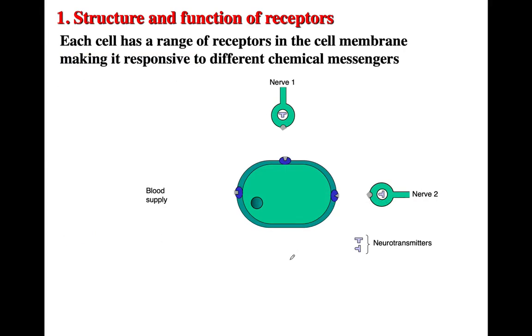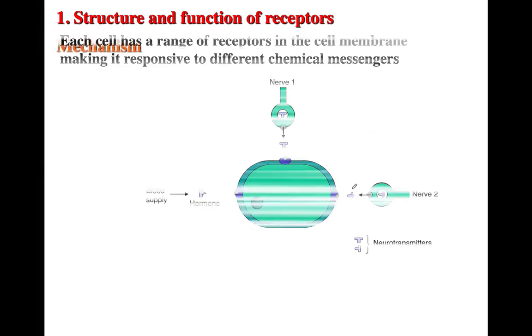Now, as we mentioned earlier, each cell has a range of receptors in the cell membrane. Some of these receptors are there for neurotransmitters. Other receptors are there for hormones, and so the blood supply is going to provide those hormones there. This is the synaptic gap here. Synaptic gap. And these are neurons. Okay, and these are the neurotransmitters. So each cell has different receptors on the cell membrane, and there are many different types of receptors that we will cover.